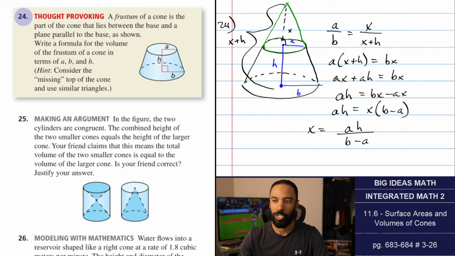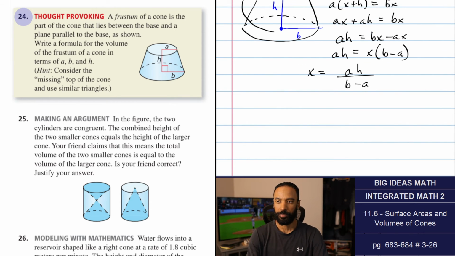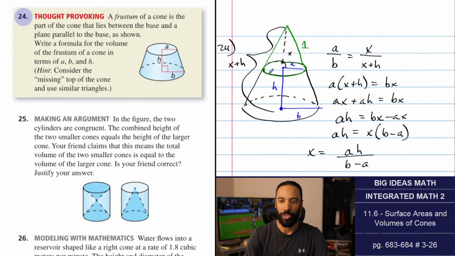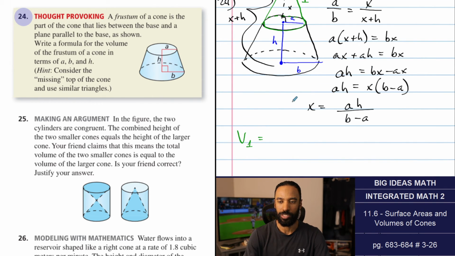So let's call this object 1 and object 2. Here's object 1. Object 2 is going to be the whole thing. So, okay, I hope that's okay. The volume of object 1 is 1/3 area of base, so 1/3 pi times its radius, that's A, squared, times its height, which is X.